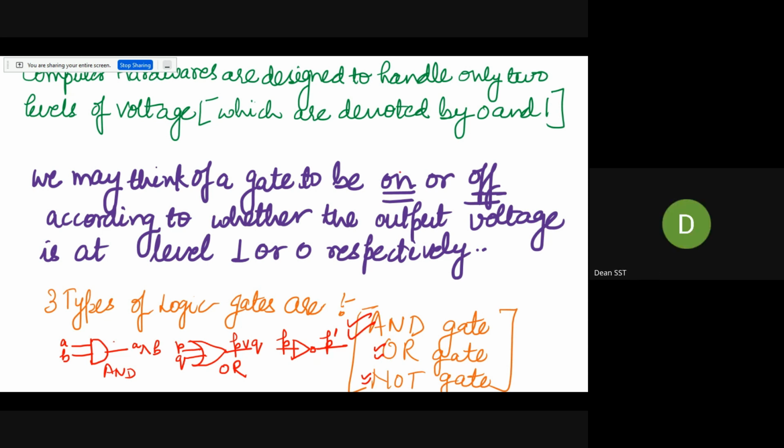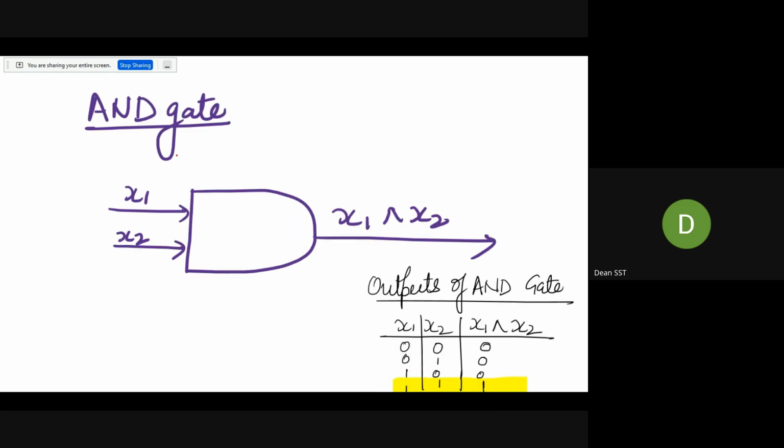Now we have two states, on or off. On is 1, off is 0. So in any circuit, we can have value 0, 0 as input. What will be the output? This is an AND gate.